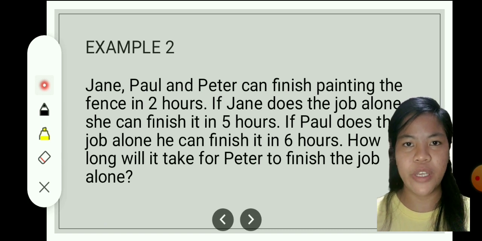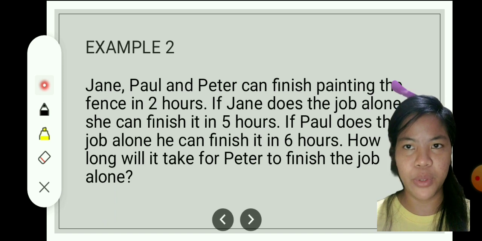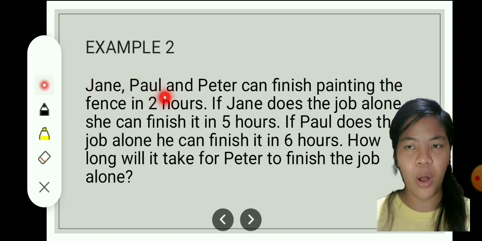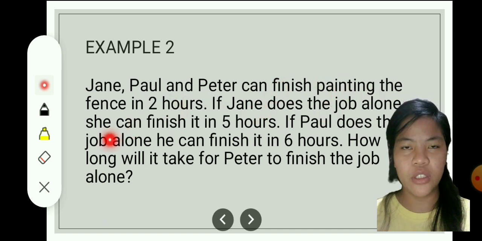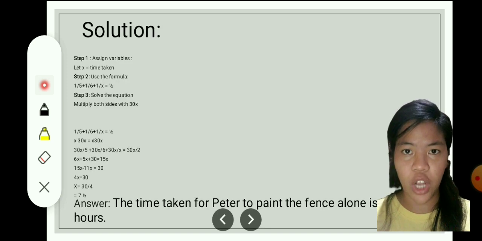So let's proceed to problem number 2, or example number 2. Jane, Paul, and Peter can finish painting the fence in 2 hours. If Jane does the job alone, she can finish it in 5 hours. If Paul does the job alone, he can finish it in 6 hours. How long will it take for Peter to finish the job alone?